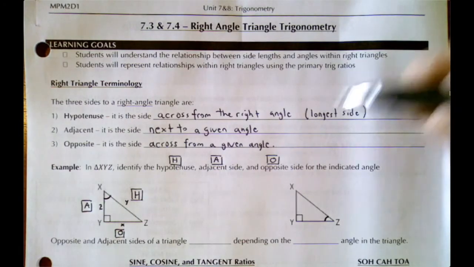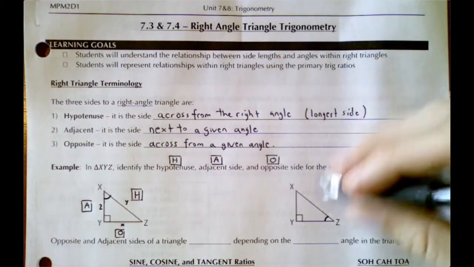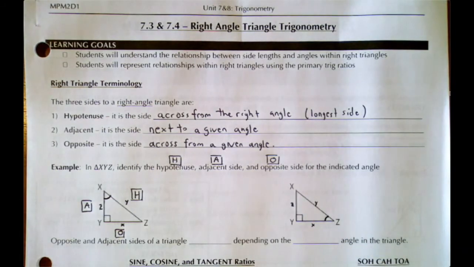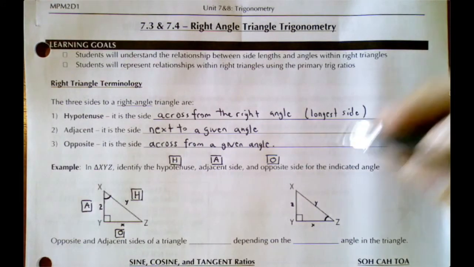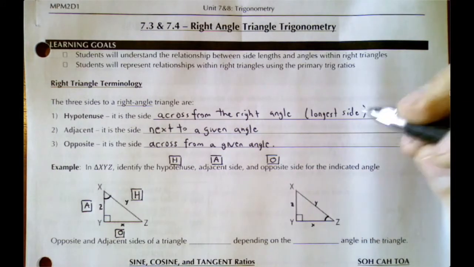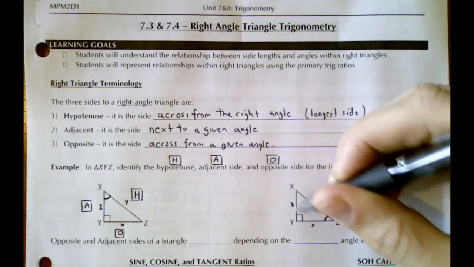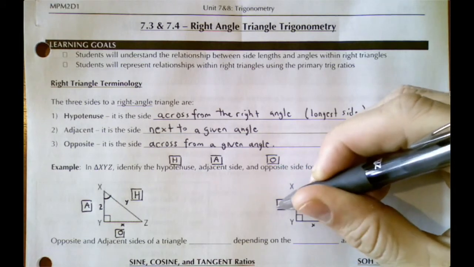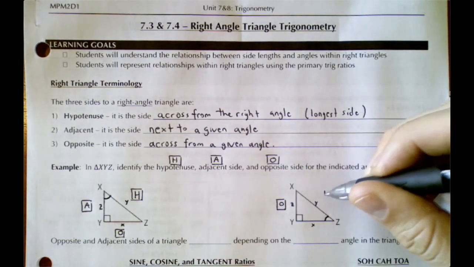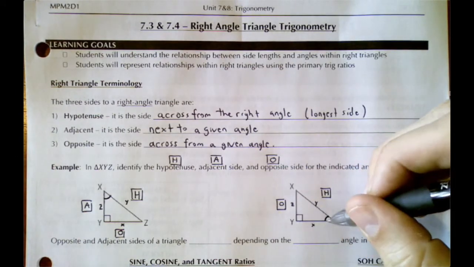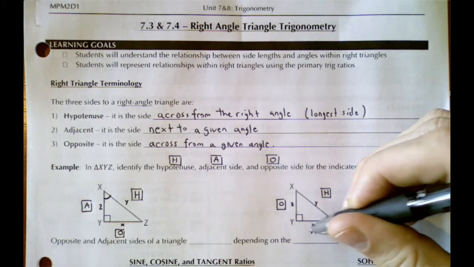All right, let's talk about our second triangle. It's the exact same triangle. We have side X, side Y, and side Z. But what changes is where the H, A, and O go, the hypotenuse, adjacent, and opposite. They change because now if we talk about angle Z, we have a little bit of a change. What's the change? Well, the side across from angle Z would be side Z, so that would be our opposite side. The side across from the right angle would be our hypotenuse. And the side that's left over, touching the 90 and the angle we're talking about, is the adjacent side.